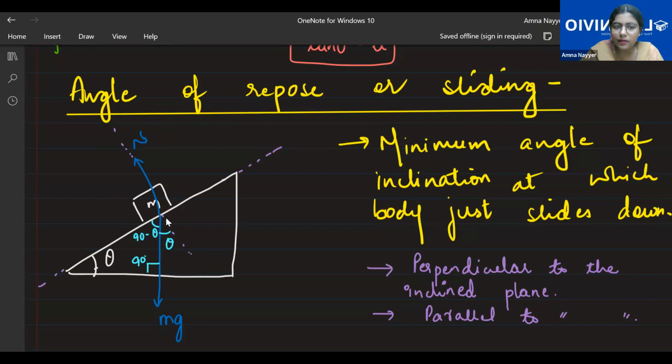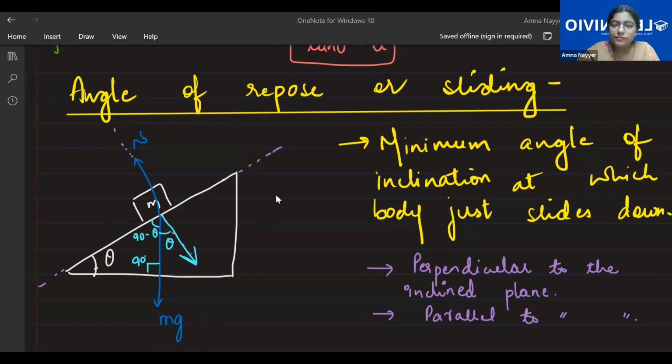Now see, this is theta. We are going to resolve mg first because this is neither lying along the perpendicular nor the parallel. So mg is wrong here. Usually mg is correct because it is acting downwards along the y-axis. But here, according to the rules of inclination, this is incorrect. So we are going to resolve this mg. It is making angle theta here. Can anyone tell me what will be the component here?